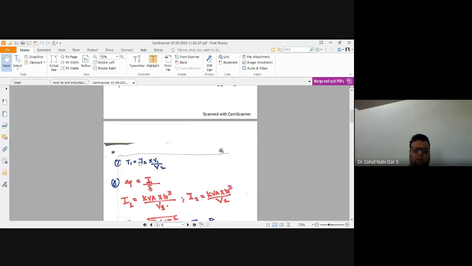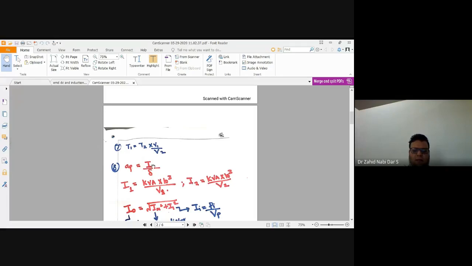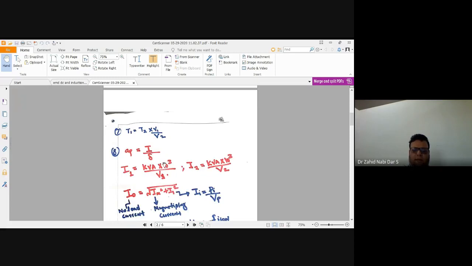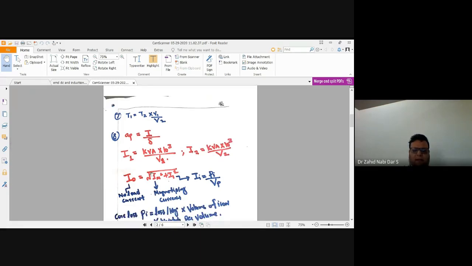T1, number of turns, is equal to T2 into V1 by V2. Your area is equal to I by the current density. Now the primary current would be KVA into 10 power 3 divided by V1. Secondary, I2 is equal to KVA in 10 power 3 divided by V2. Now your no load, this is the magnetizing component. So the biggest portion in this particular machine is the transformer portion, as you can see.